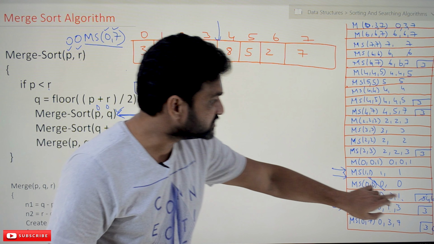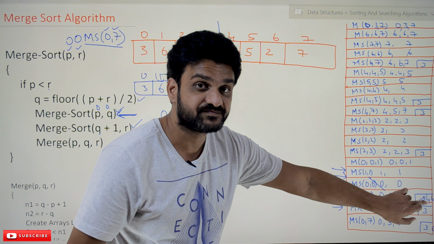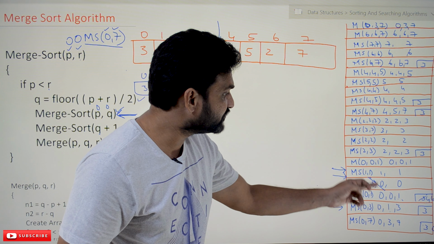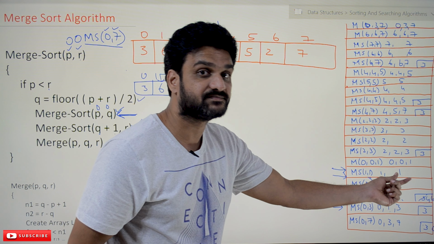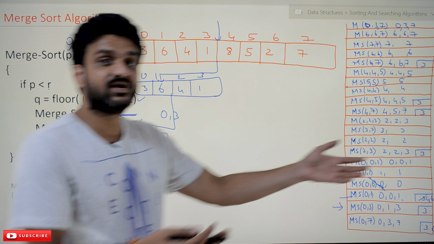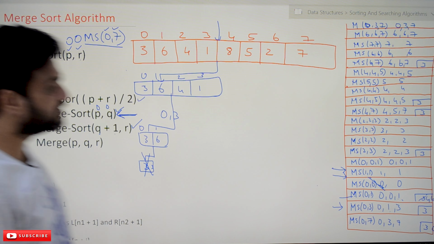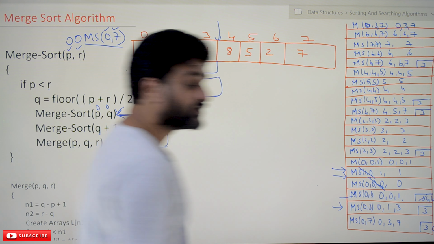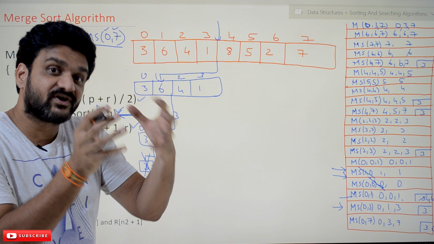A new function call has been made, which means the instruction pointer is going to be changed. Okay, and what is the function call? MS of 1 comma 1. Now what is the value of P comma R? 1 and 1, which means P is not going to be less than R. Is it true? No, it is not true. So this function call also dies, because we are considering only one element. One element cannot be further divided.